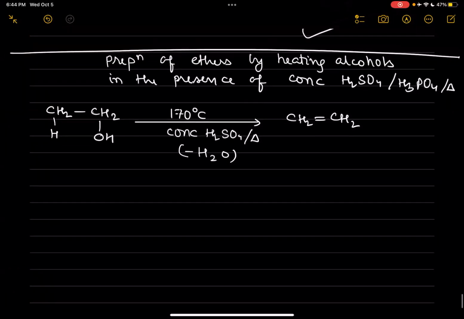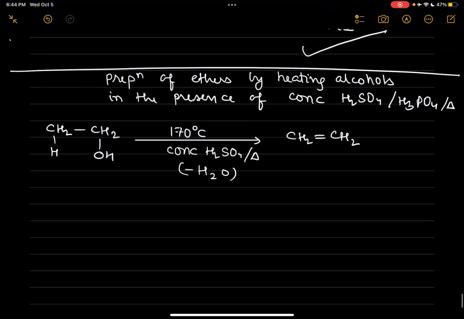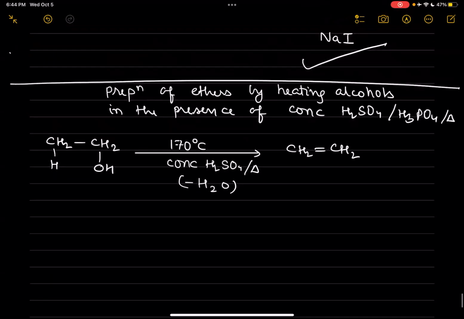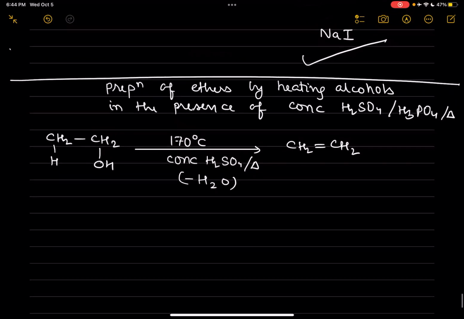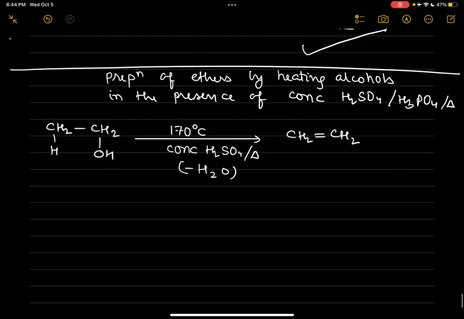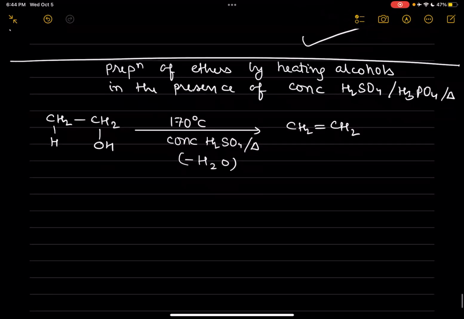In elimination, you are forming a weaker pi bond, so you need more heat. You need to give in energy. Clear? If you take less temperature, then the double bond is not going to form. And how much was the temperature? Can any one of you tell me?